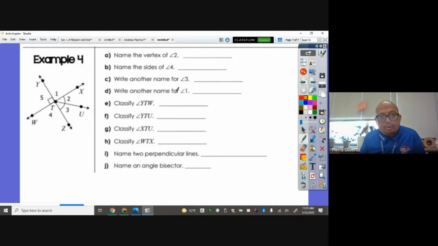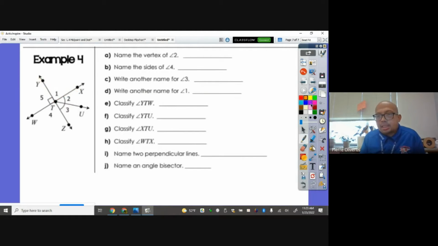Write another name for angle 1. Angle 1 is this angle here. So angle 1 is angle YTX or XTY. Okay, if you notice, the vertex has to always be in the middle.